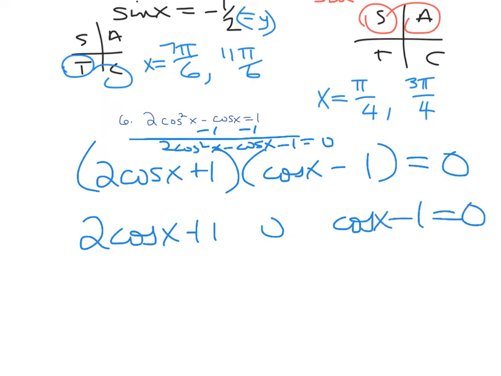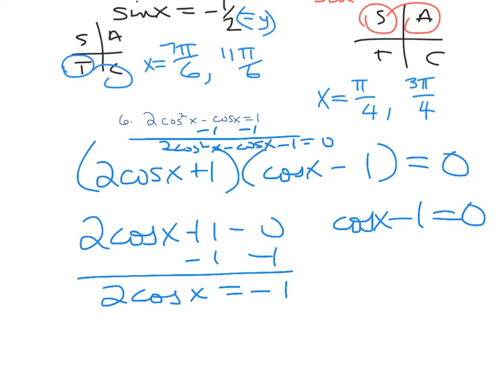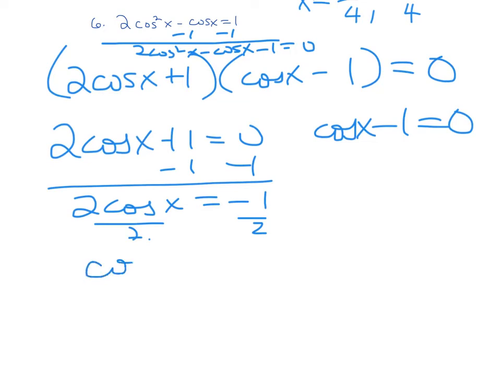Solve for the cosine x. So move the 1 first. Divide by 2. So cosine x equals negative 1/2. Over here, add the 1.